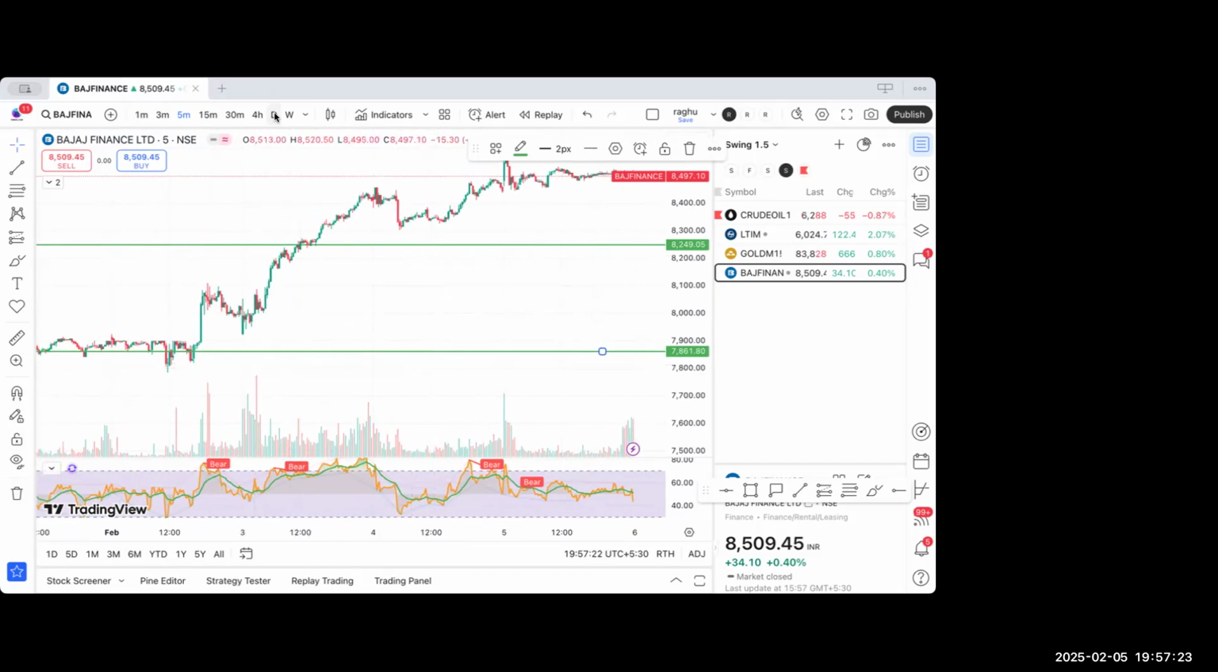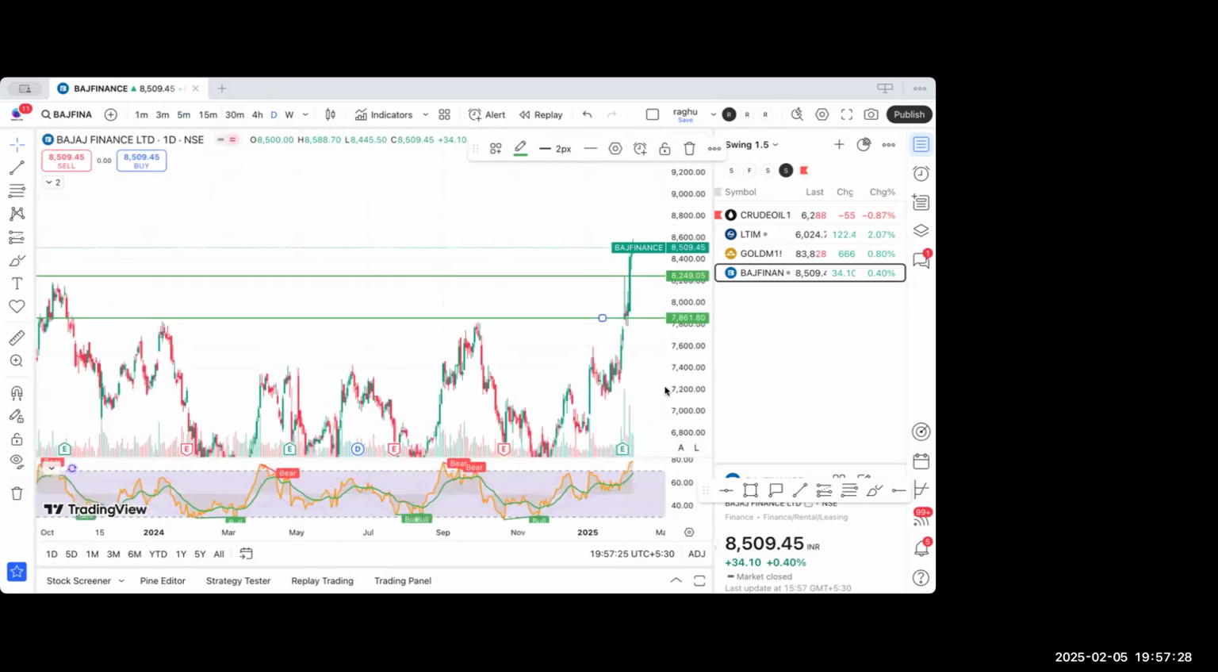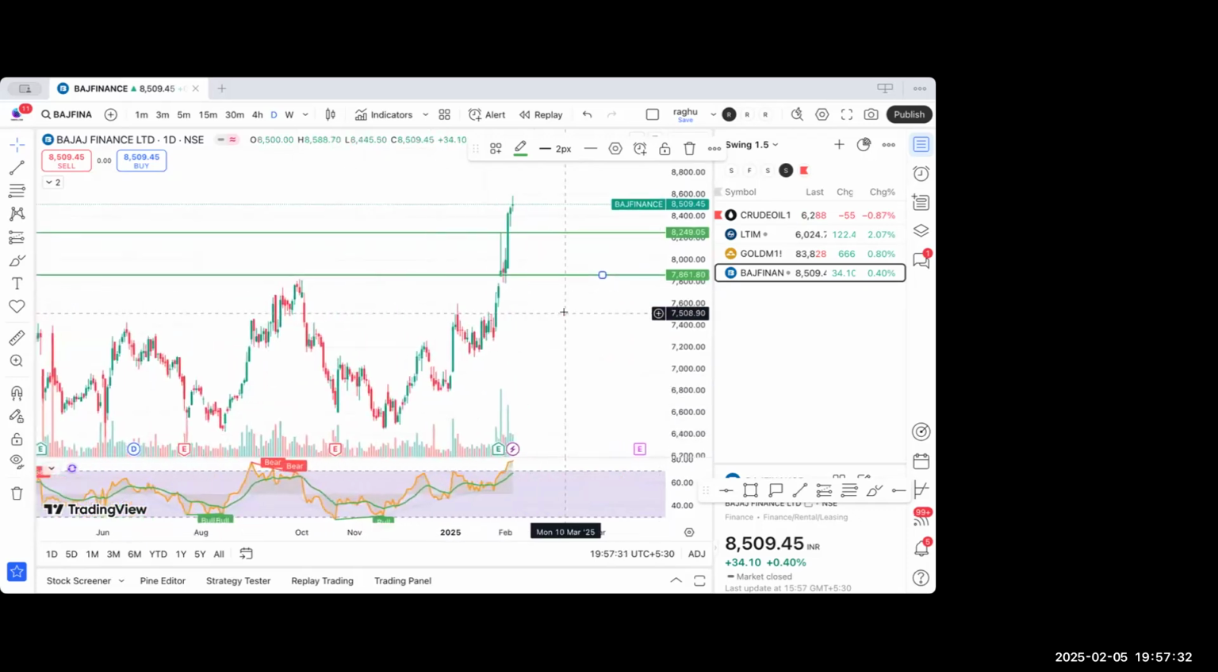In swing trading, you can see the 1 hour candle also. This is the daily time frame. See, Bajaj Finance is giving an all time high.